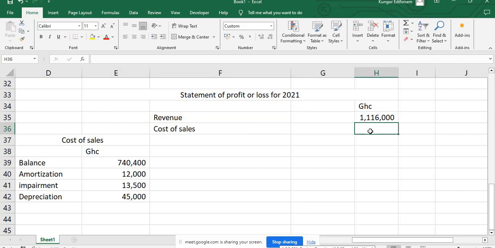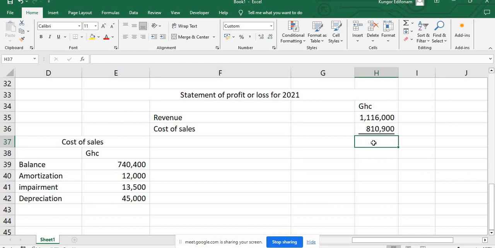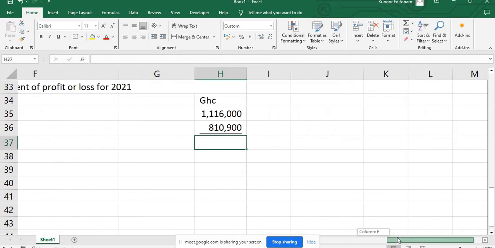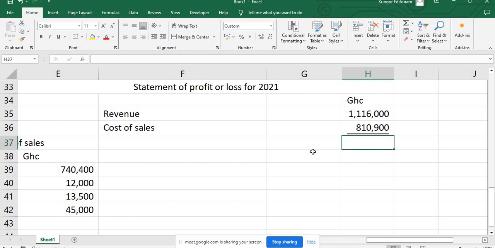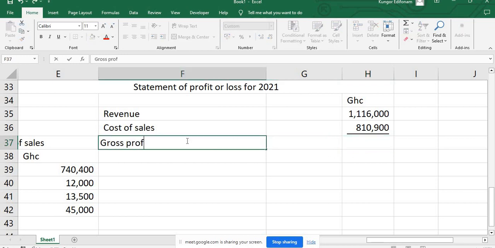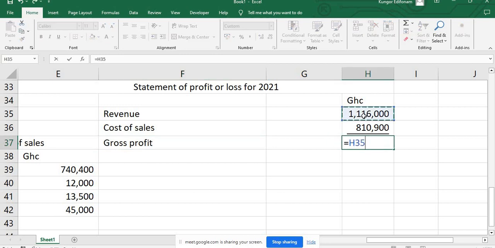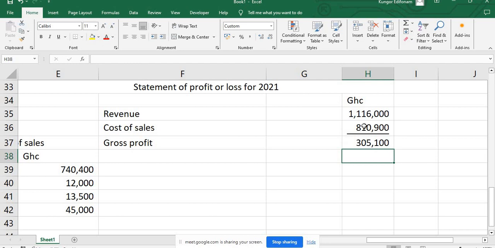So now the cost of sales will be this. We add all these, sum of all these three. Okay, we have this 8109. All right, and then let's underline it nicely. Okay. So now, let's continue. So that's the cost of sales. So our gross profit is the difference. So our gross profit will be 305,100.